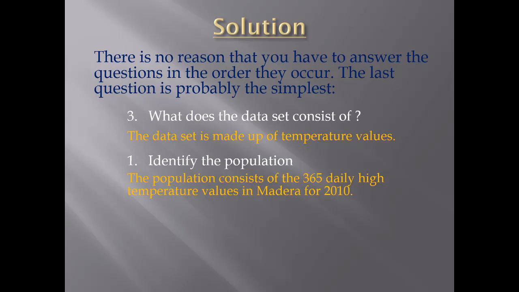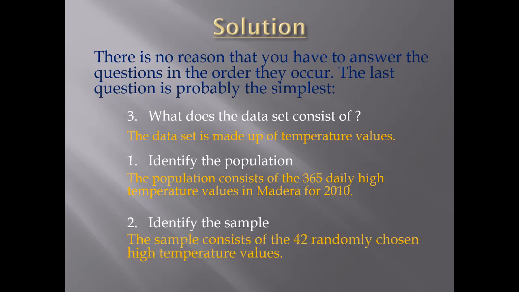And question 2 was to identify the sample. Well, what the sample is, it's the 42 randomly chosen daily high temperature values, right? So we had 365 daily high temperature values in Madeira in 2010. The sample consists of the 42 randomly chosen high temperature values from that group.